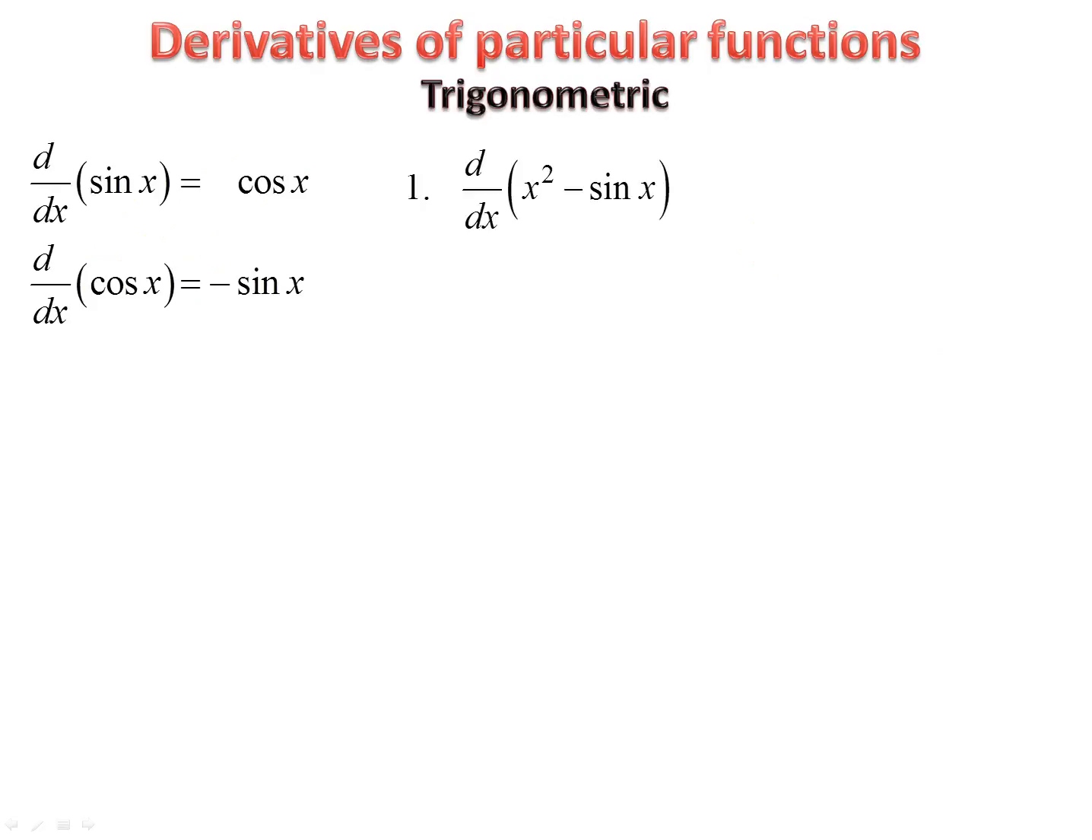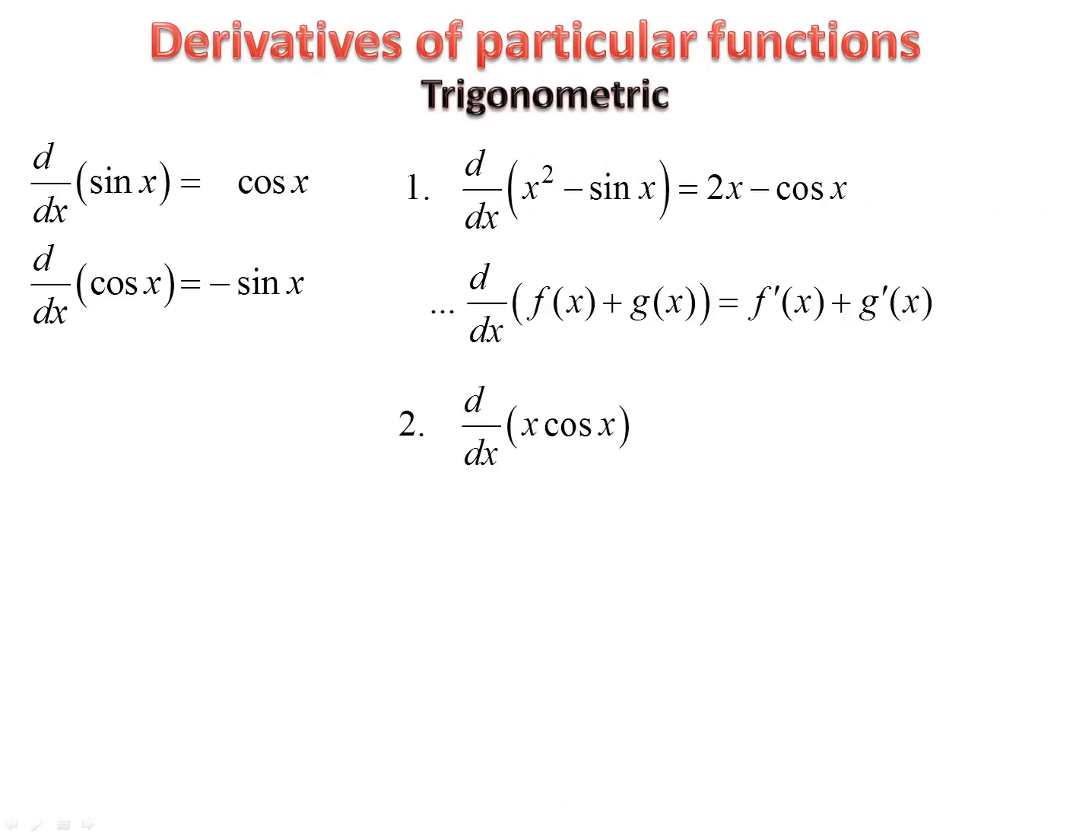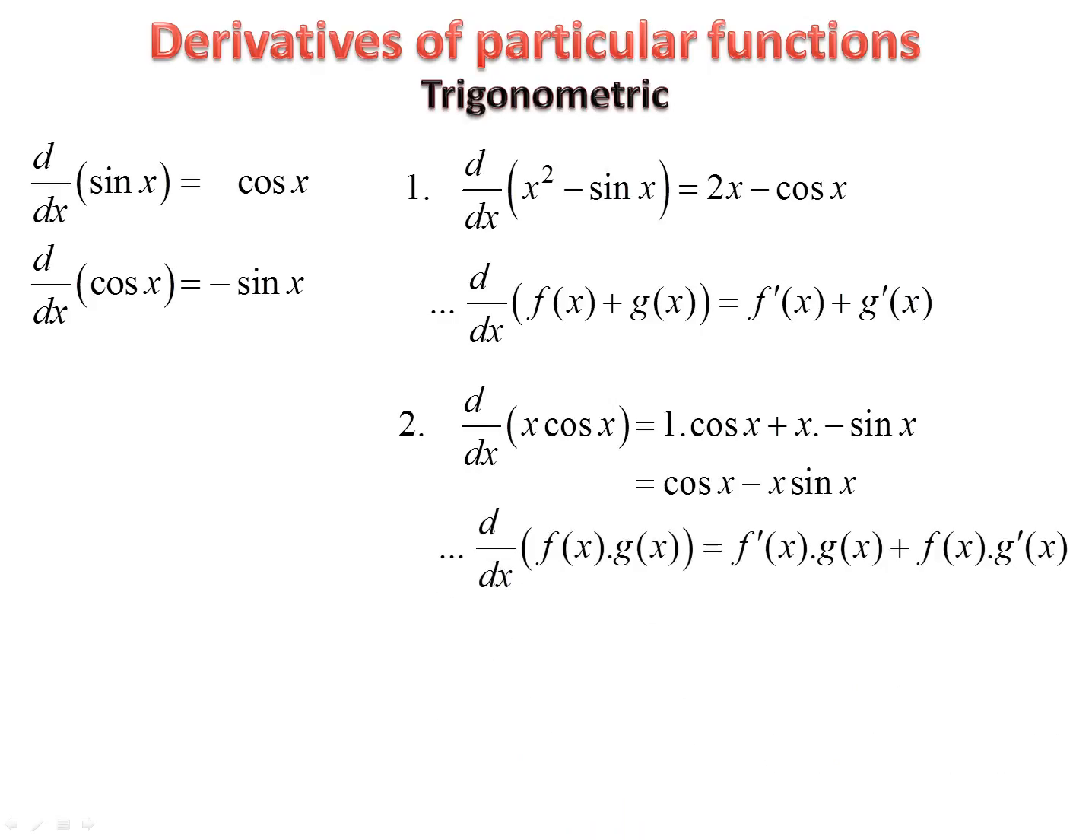them. There is a standard difference between two terms, so when we differentiate that, we differentiate the first, we differentiate the second. 2x minus cos x. There's the rule. There's a product, derivative of x cos x. So we have 1 cos x plus x times minus sine x, which simplifies to that. Derivative of the first times the second plus the first times derivative of the second.